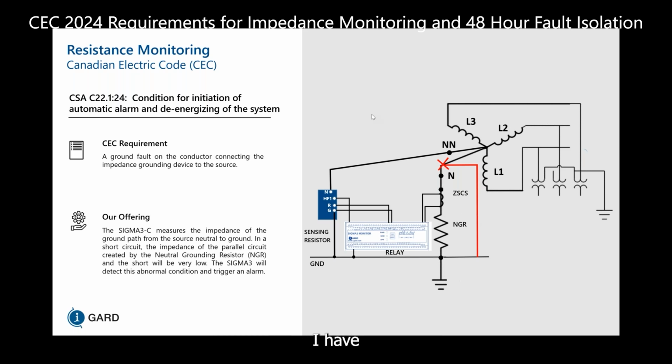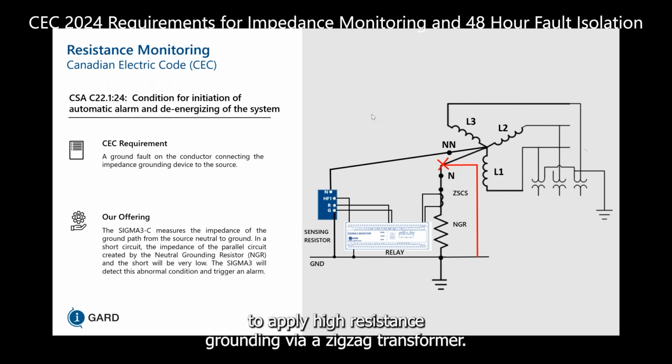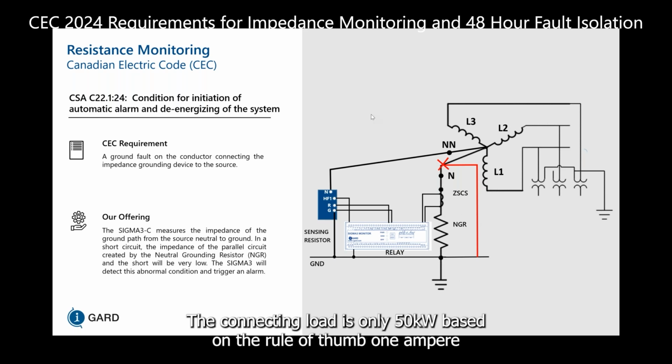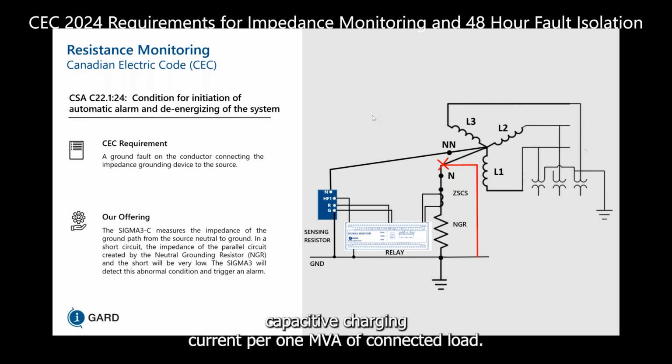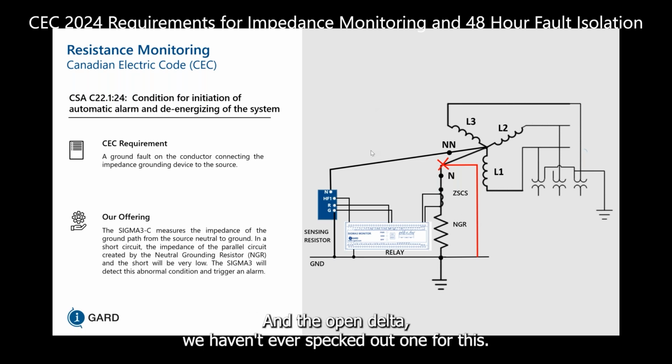I have a small ungrounded 240 volt 3-phase system to which I intend to apply high resistance grounding via a zigzag transformer. The connected load is only 50 kilowatts, based on the rule of thumb of 1 ampere capacitive charging current per 1 MVA of connected load. You're using, is it a high leg delta? No, it was an open delta that you were using. And the open delta, we haven't ever spec'd out one for this.